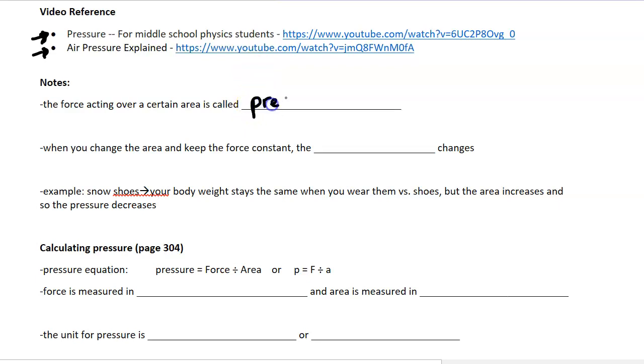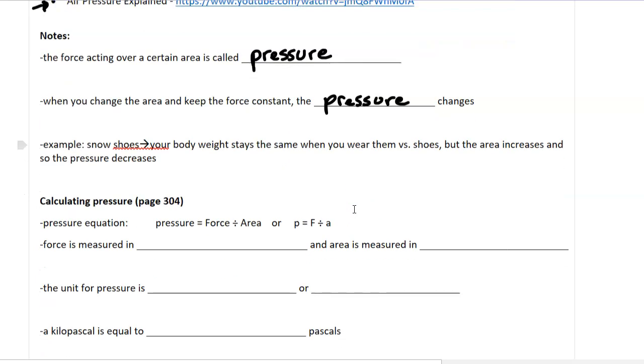So first of all, a force acting over a certain area is called pressure. And when you change the area and keep the force constant, the pressure actually changes. An example: snowshoes. Your body weight stays the same when you wear them versus shoes, but the area increases, and so the pressure actually decreases. We'll take a look at an example of that in a moment.